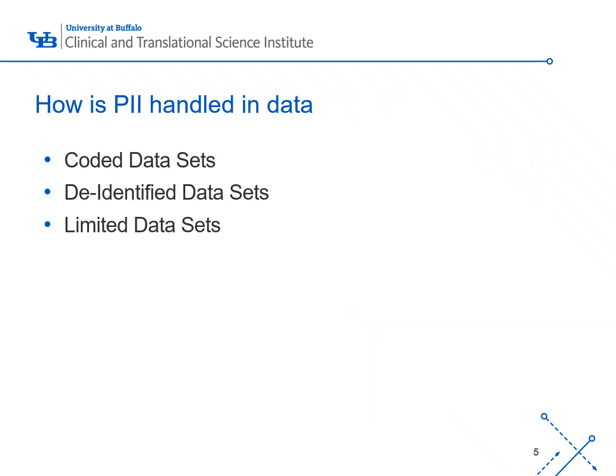So it is important to consider if any of those HIPAA identifiers from the last slide will be collected when designing your research study. And this slide starts to talk about how personally identifiable information is handled in research data sets. There are 3 different types. There are coded data sets, de-identified data sets, and limited data sets.